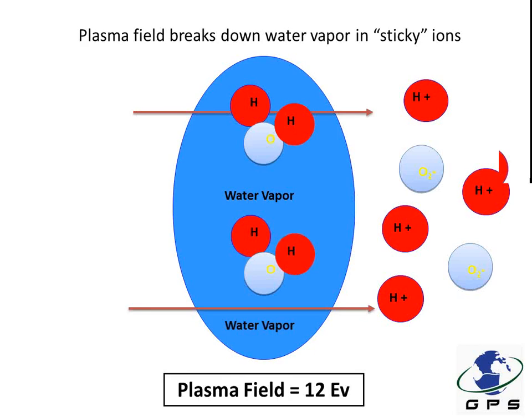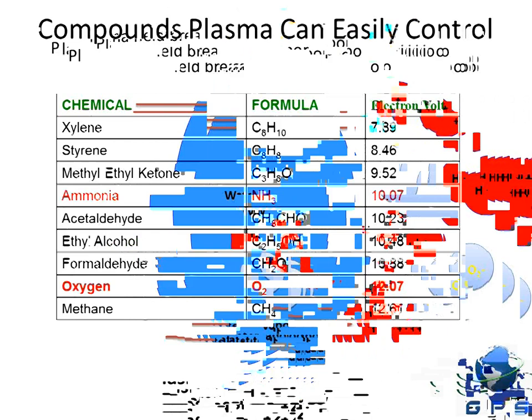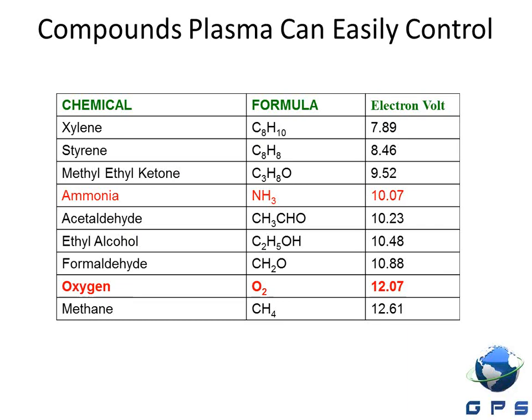Now, that 12 electron volt field, that's very important to remember, because I get questions about, does it create ozone? Well, if you look under the oxygen row, oxygen has an electron volt potential of 12.07. So that field can't pull apart the O2 to create an ozone molecule, which is O3. Now this is just some of the three pages that are published. If you'd like to see it, I can send those to you, or your TEC rep can get those to you.